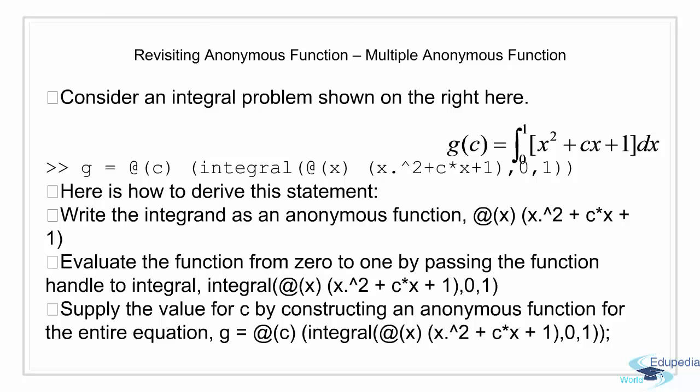The first anonymous function is where we write the integrand, that is x squared plus cx plus 1, in which we pass the value of x. Then we evaluate this function from 0 to 1 by passing the function handle to the integral function and passing the values of 0 and 1. The second anonymous function is where we supply c. So c is the input argument for the second anonymous function that takes this whole thing as its expression.